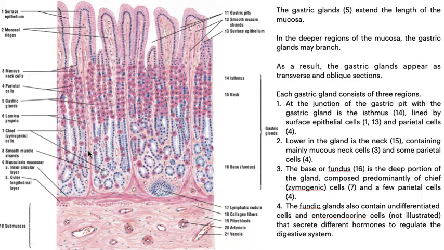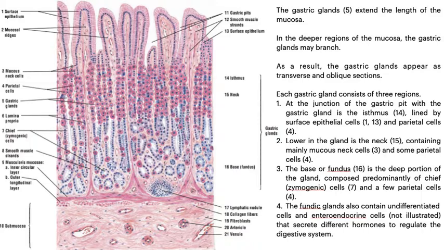Each gastric gland contains three regions. At the junction of the gastric pit with the gastric gland, this is the isthmus, which is lined by the surface epithelial cells and the parietal cells over here. Now, just below that we have the neck, containing the mucous neck cells, as you can see over here, and some parietal cells. The base or the fundus is the deep portion of the gland, composed basically of chief or zymogenic cells and a few scattered parietal cells. The fundic glands also contain undifferentiated enterochromaffin cells secreting hormones.